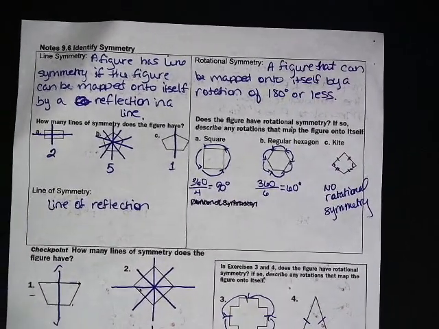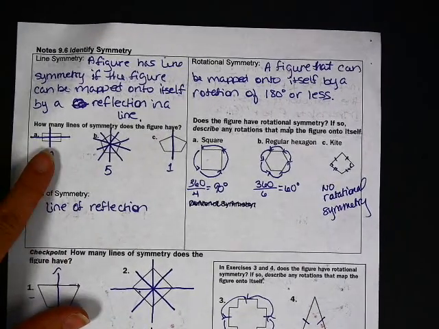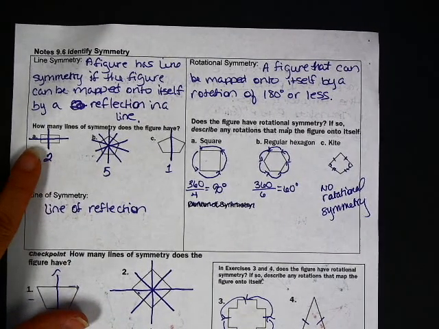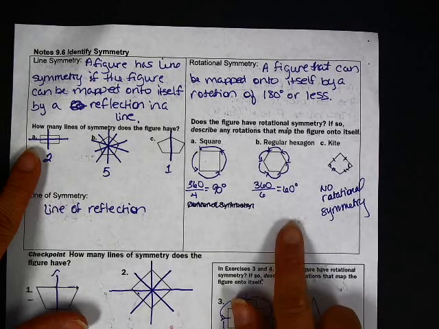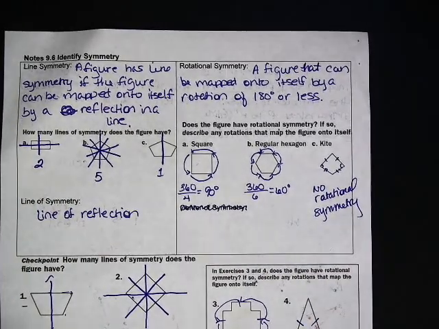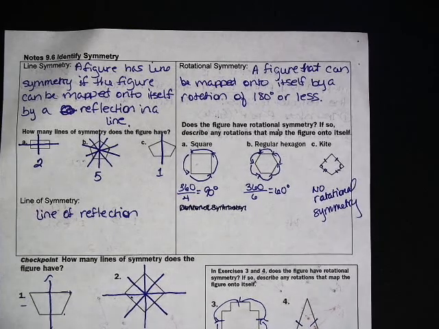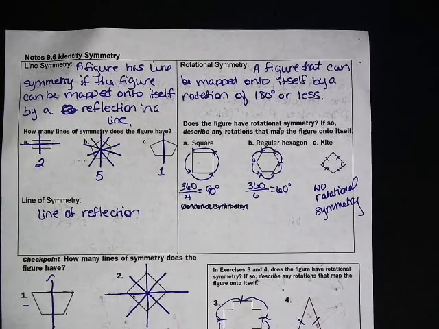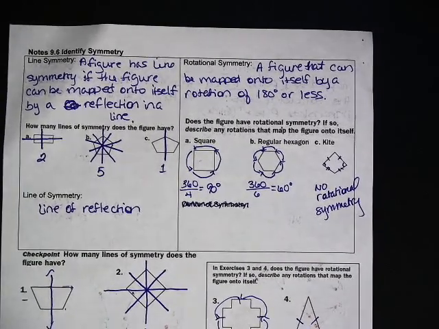All right, so those are your 2 forms of symmetry that we're looking at. Line symmetry, where you can cut it in half and it reflects. Rotational symmetry, where you can turn an image and it maps directly back onto itself with corresponding sides and angles that are congruent. That's it, guys.